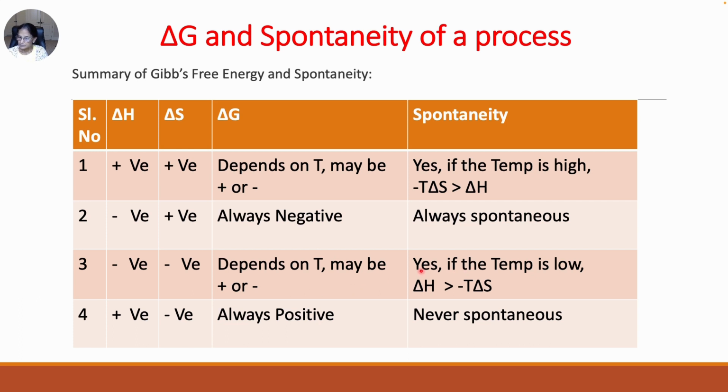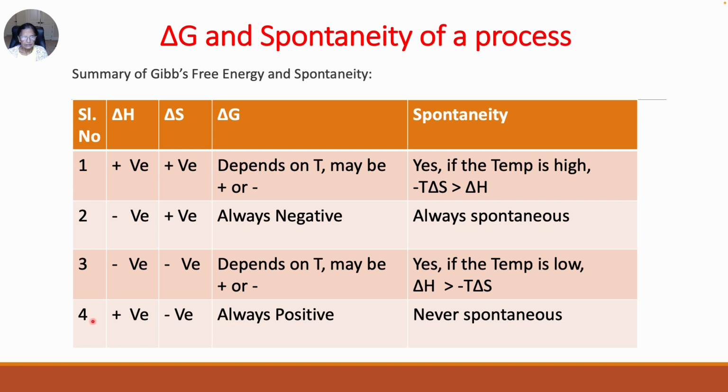When will this become spontaneous? Only if the temperature is low. Then if the temperature is low, what happens? T delta S becomes less positive, since delta S is negative. Therefore, delta H is greater than T delta S. Therefore, this reaction becomes spontaneous only when the temperature is low. This is case 3. Now let's see case 4.